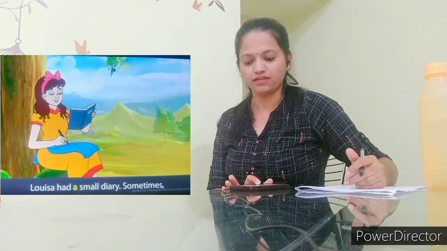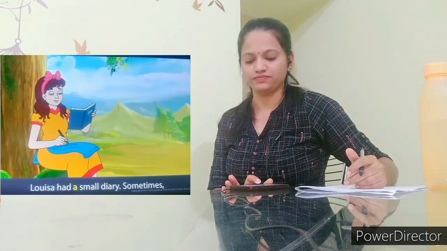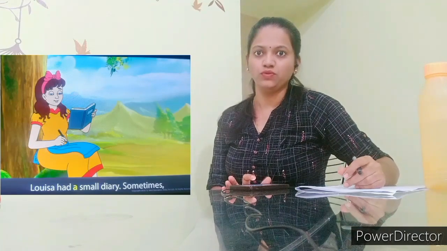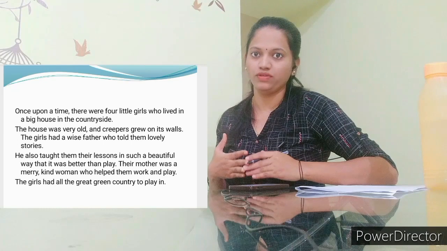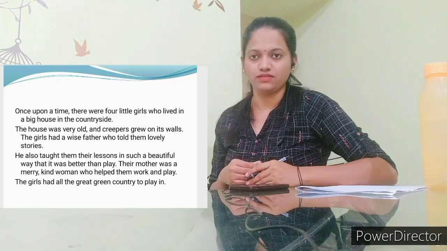Sometimes she would sit in a corner by herself and note down her thoughts in it. She liked to make up stories of her own and write poems too. So my dear children, till here what we have seen, the story is about a girl named Louisa. She has three other sisters. So together she is living in the countryside along with her parents and three little sisters.